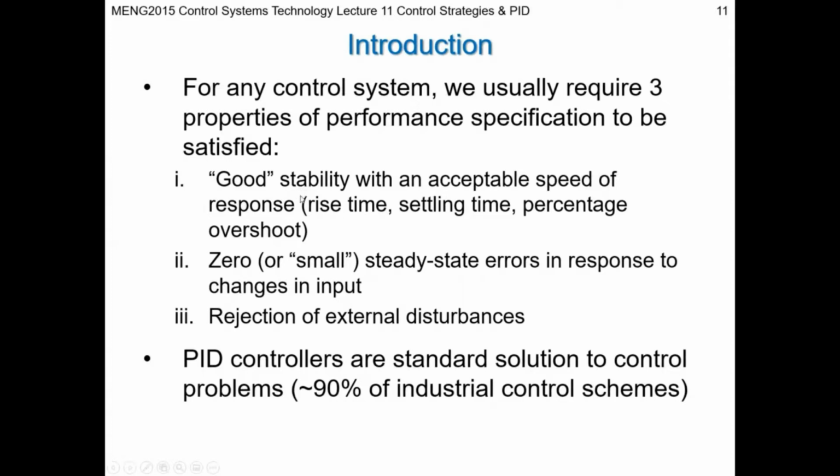And all the time, the PID, the objective of a control system is these three things: good stability, reduce the steady state error, and be able to reject external disturbances. In reality, a lot of industrial controllers are focused on number three, actually, especially in process plants, which are prevalent in our industry here in Trinidad and Tobago.